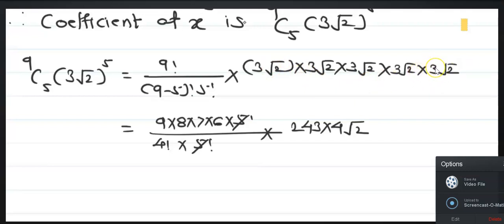It means 3 raised to 5 is 243, and root 2 into root 2 is 2. Again, 2 into 2 is 4. Again we have root 2, that is 4 root 2. Now these calculations are very simple. You can understand this calculation.